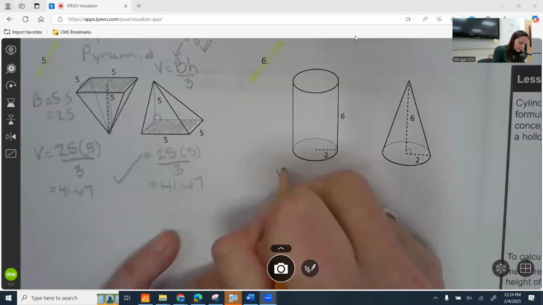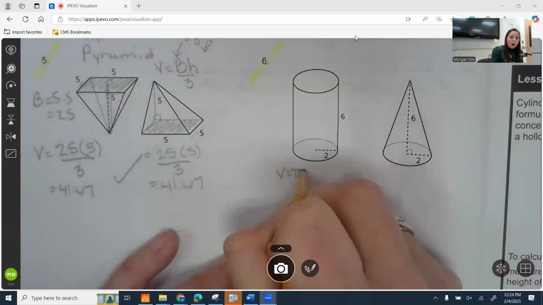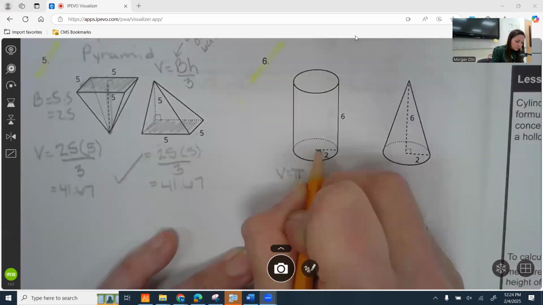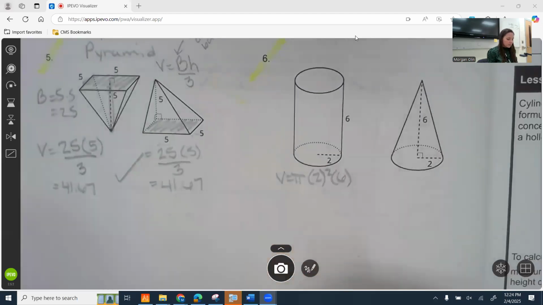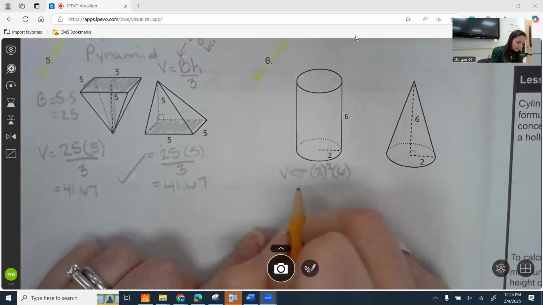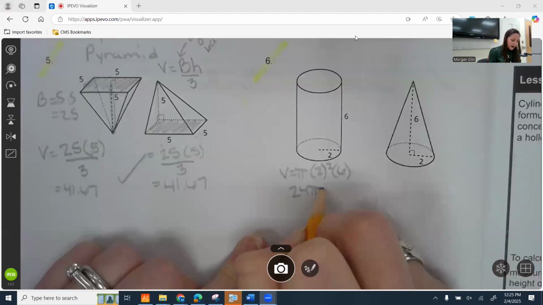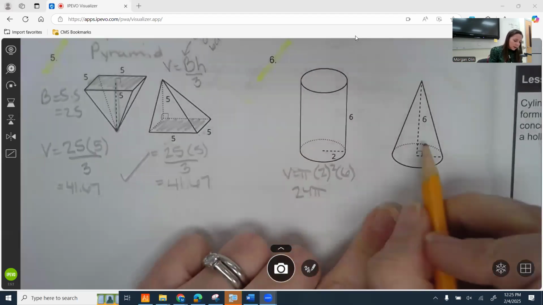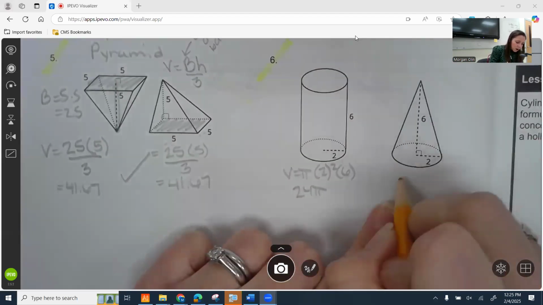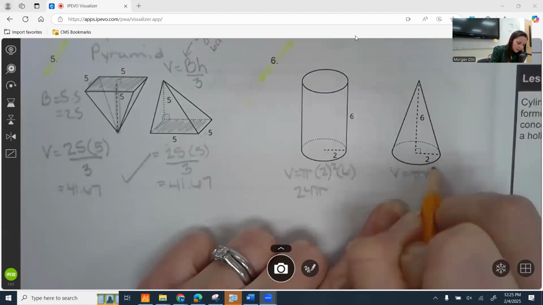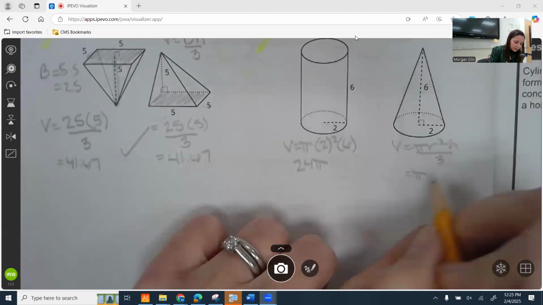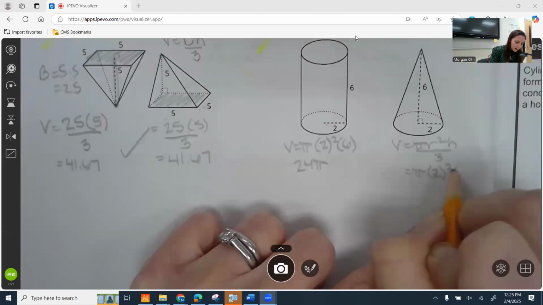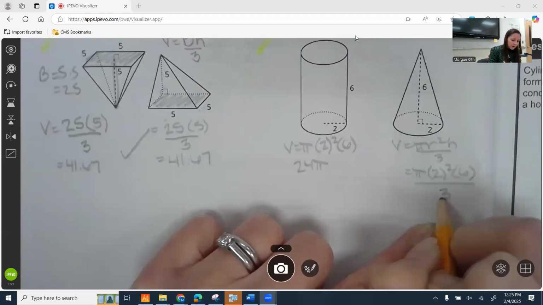So a cylinder: pi r squared h. Just double check, they gave us r and not the diameter, and they do. 2 squared is 4. 4 times 6 is 24, and it's pi. And then this one, a cone. The volume of a cone is pi r squared h divided by 3. So pi, the radius is 2, so 2 squared, and then times 6. All of that divided by 3.